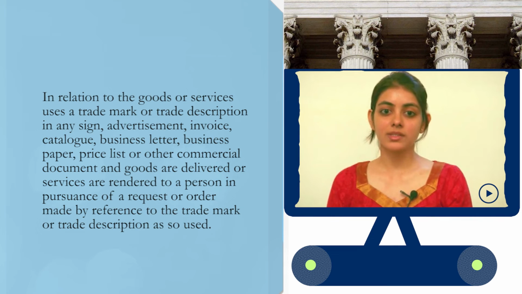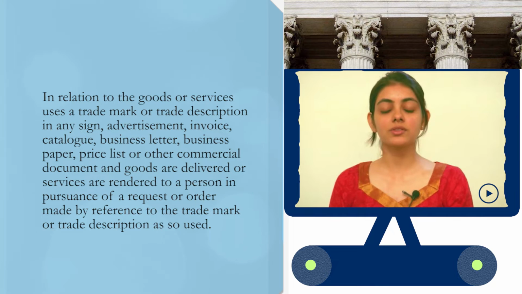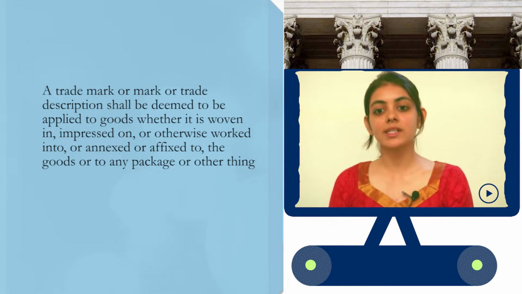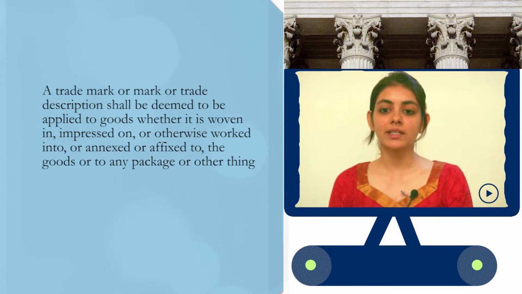It also includes, in relation to the goods or services, a trademark or trade description, sign, advertisement, catalogue which is delivered to a person pursuant to a request or order made by reference to the trademark or trade description in question. A trademark or trade description is also deemed to be applied to goods when it is actually physically woven in, impressed on or otherwise worked on or annexed to the goods or products or their packages.